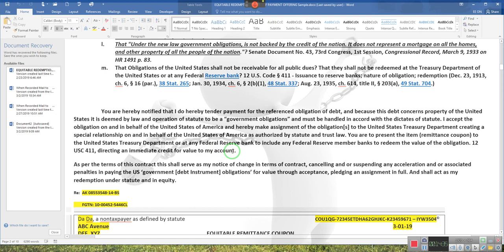Okay, we are doing an assignment, ladies and gentlemen. We're doing an equitable assignment. Pay attention. Equitable redemption assignment. Redemption? You didn't say nothing about redemption. What you talking about?